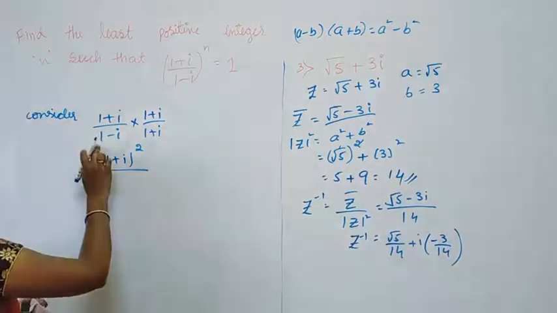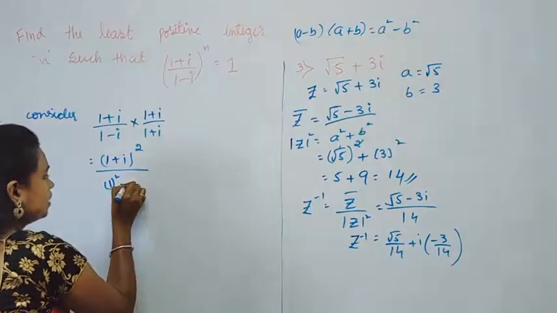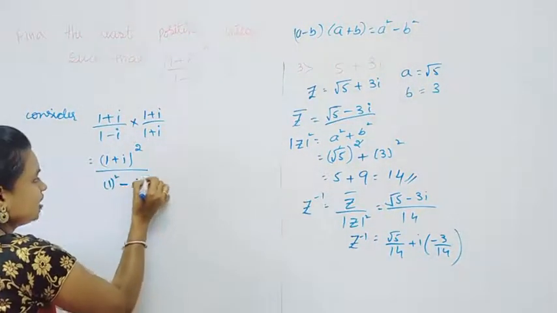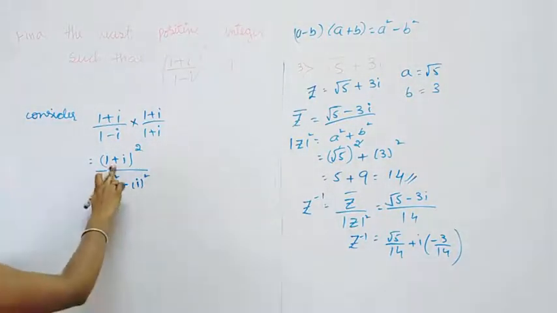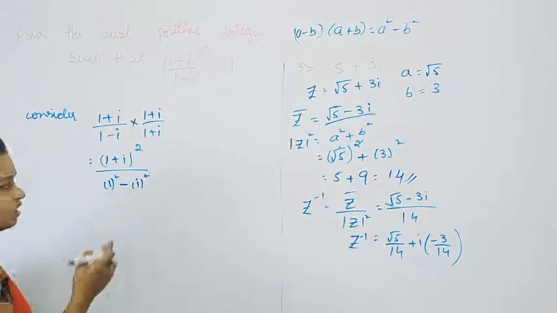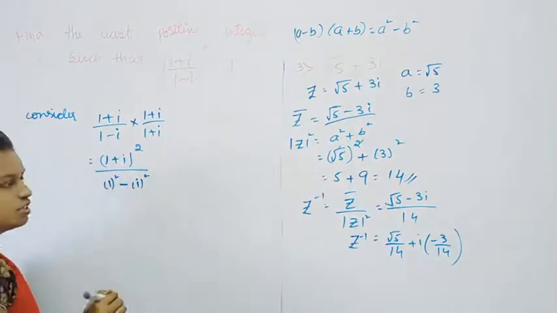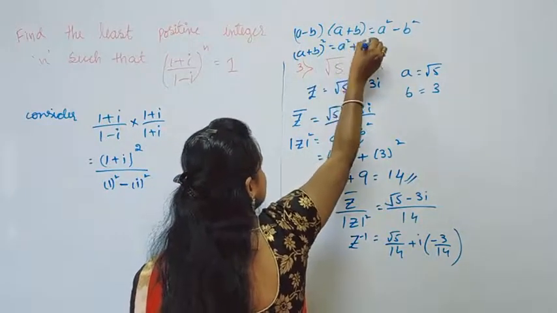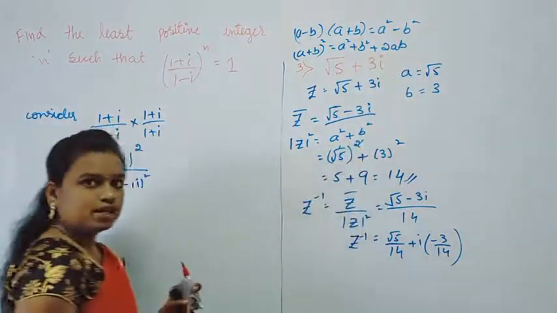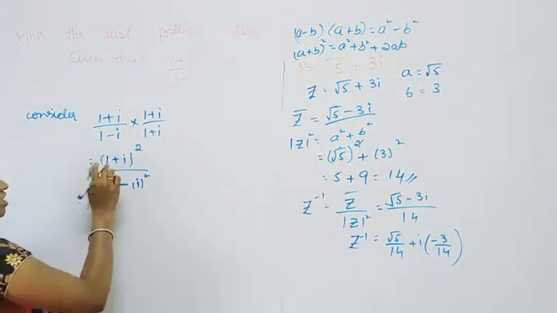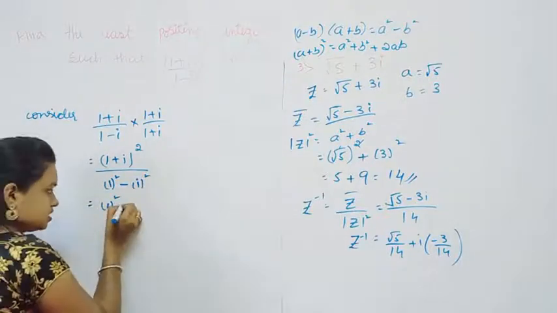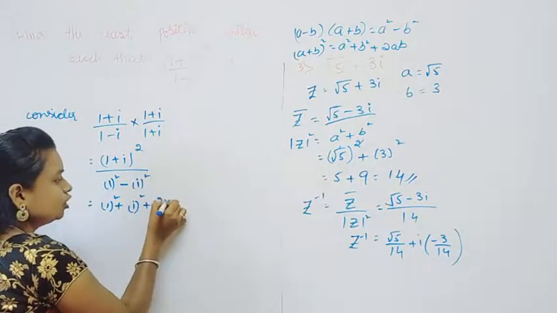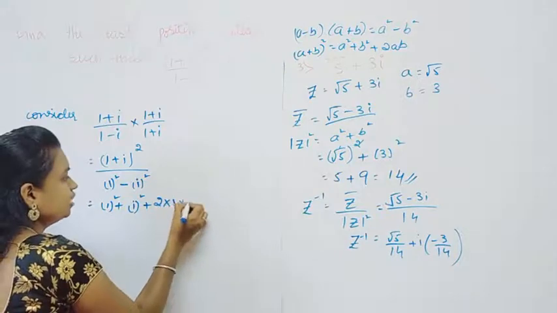So what is a here? 1, that is 1 square minus b square. In the place of b we have i, that is i square. Observe that the numerator is of the form a plus b the whole square, where a is 1 and b is i. So a plus b the whole square means a square plus b square plus 2ab. That is 1 square plus i square plus 2 into ab, where a is 1 and b is i.